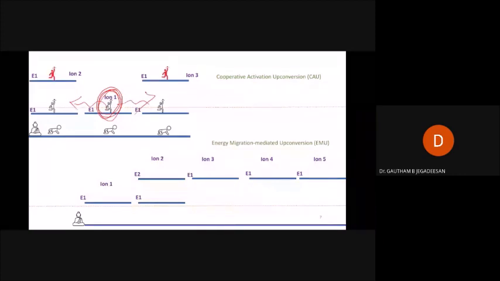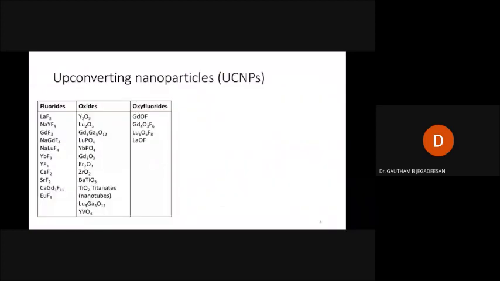Finally, the energy migration mediated upconversion, in which initially the electron in the ground level gets excited, and then by utilizing the energy from the ion 1, this gets excited to the energy level 2, and the energy transfer happens to ion 3, ion 4, ion 5, and the upconversion happens. Right? These are the proposed mechanisms.